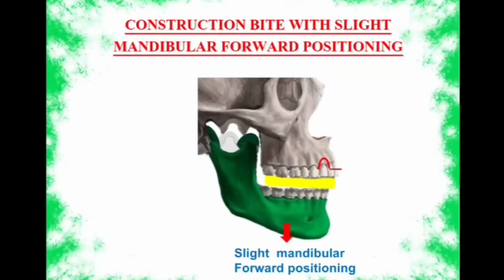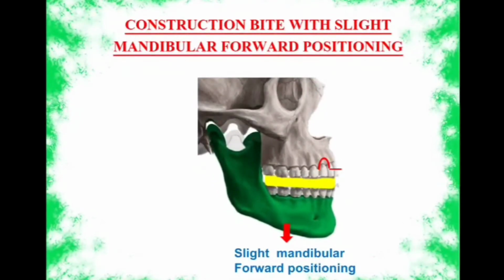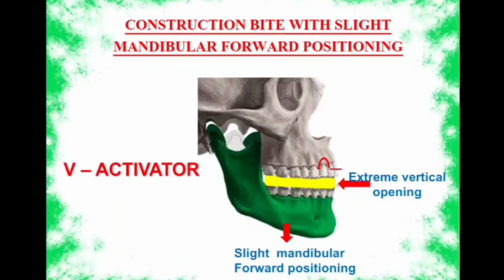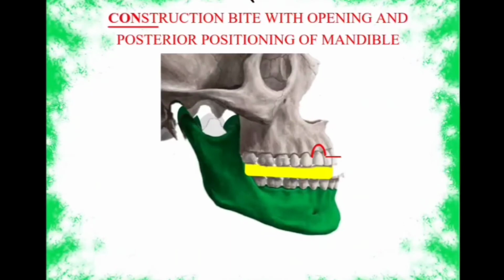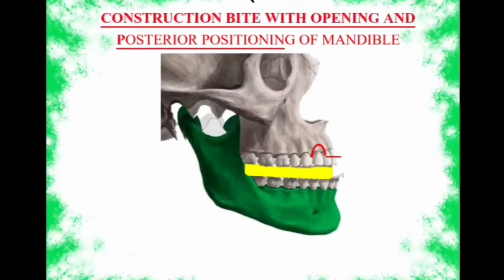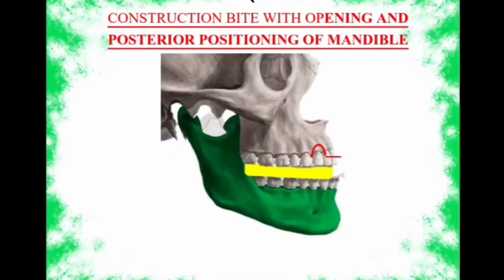And second one, construction bite with slight mandibular forward positioning. Here there will be slight mandibular forward positioning with extreme vertical opening. As there is more vertical opening, it is known as V activator, and this type of activator is given in deep bite cases.